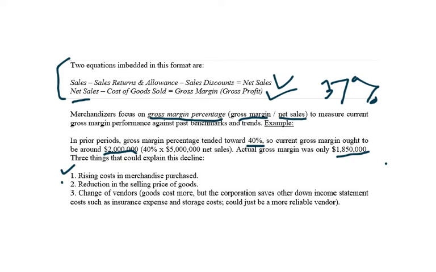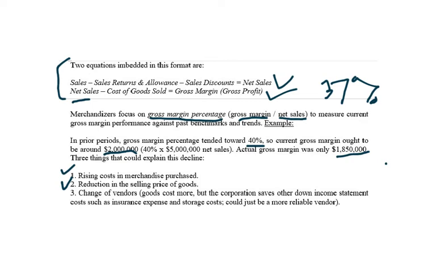This one's also pretty obvious: reduction in the selling price of goods. We have to charge less for our goods because of competitive factors. Therefore, that pushes our sales down. So of course, the cost of our goods is still X. So as a consequence, we see the margin gets reduced.